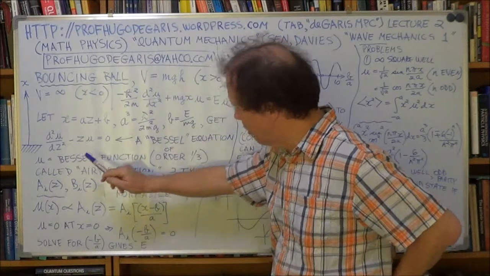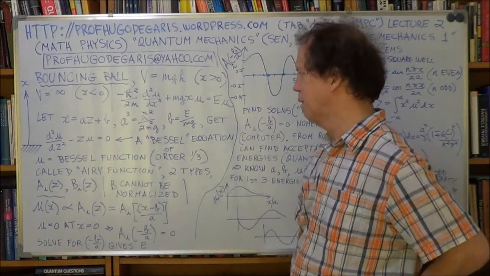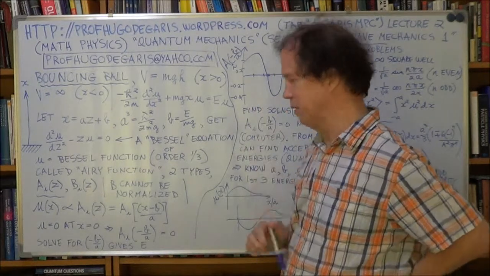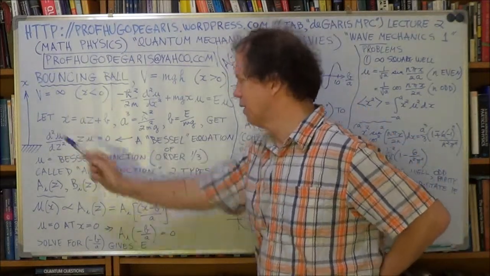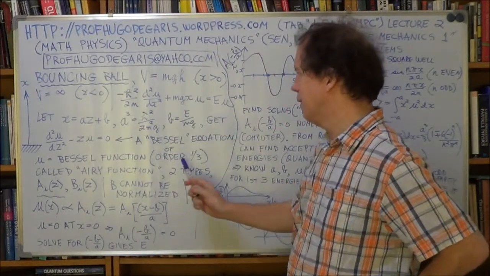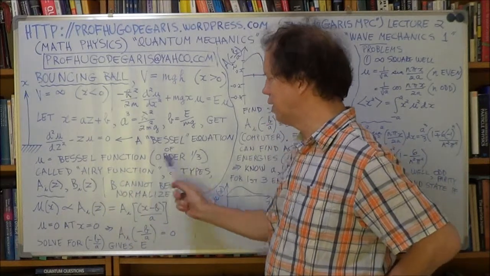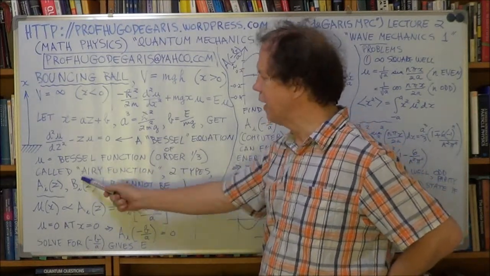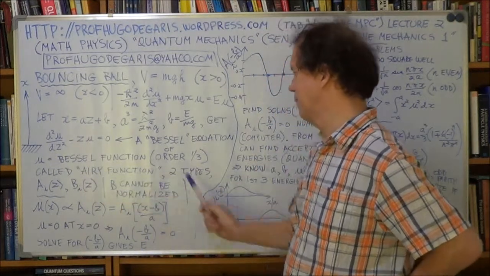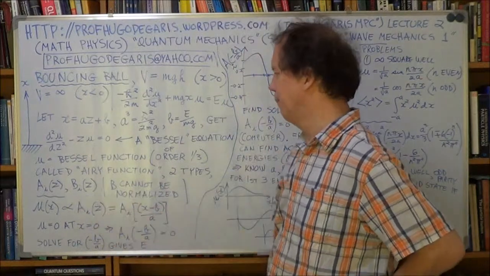Just remember that this function u here is a Bessel function. It's a particular kind of function that solves differential equations like this. Now, if you have a Bessel function of order one-third, it's fairly common, so it has its own name. They're called Airy functions, A-I-R-Y. And there are two forms of these Airy functions, the A form and the B form.